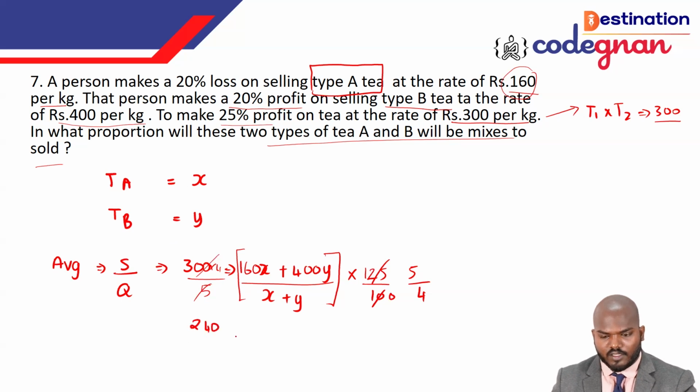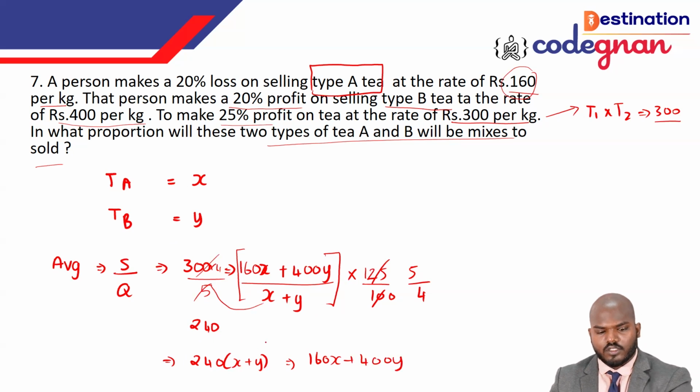Okay, let's deal with it. If you see this one, we have the cross multiplication, right? If it goes this side, it will be 240 times (x plus y) is equal to 160x plus 400y. We can deal with it.